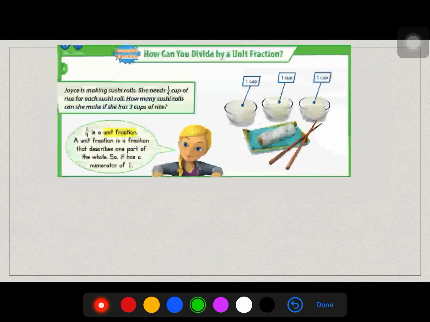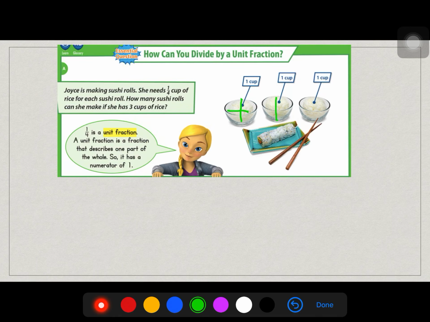Joyce is making sushi rolls. I finally figured out why I'm so hungry after math class. Every question is food. All right, she's making sushi rolls, and she needs 1/4 of a cup of rice for each roll. How many sushi rolls can she make if she has 3 cups of rice?